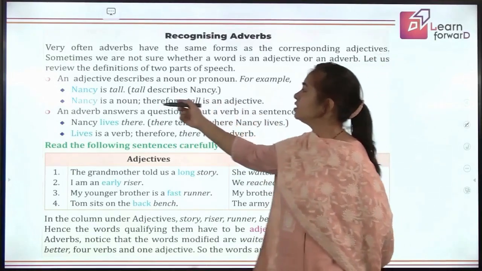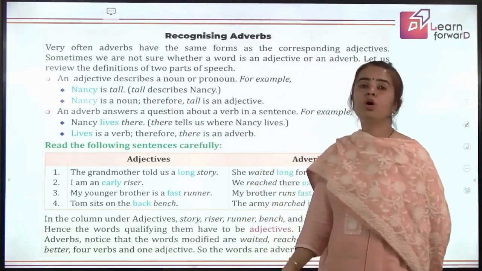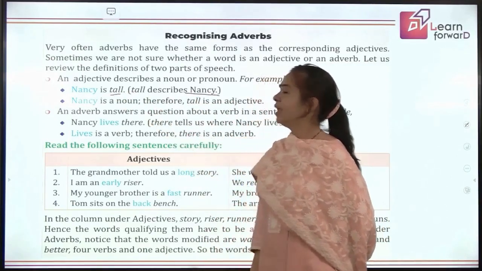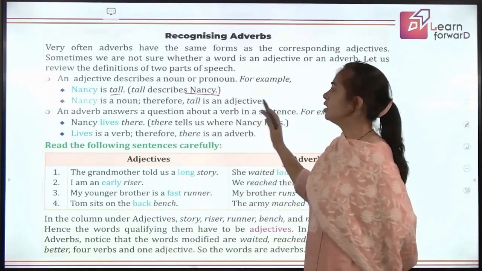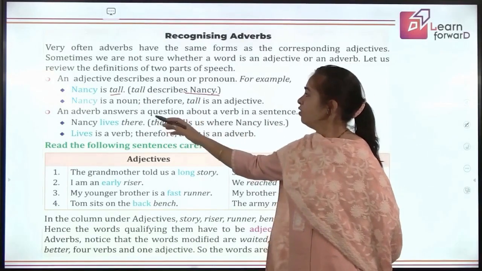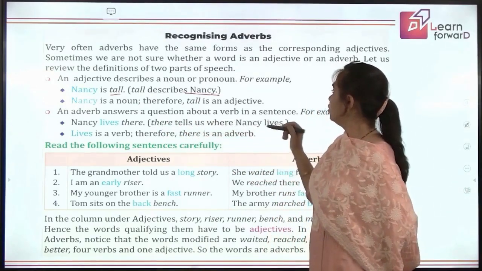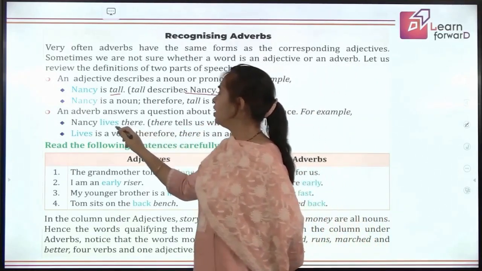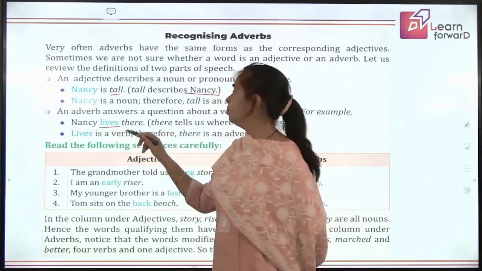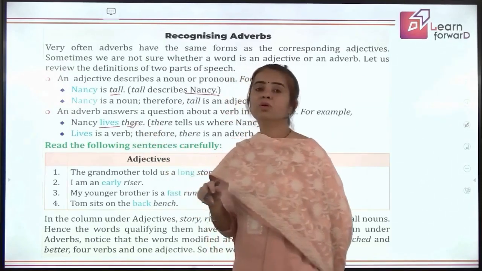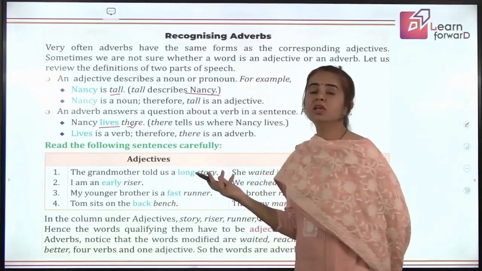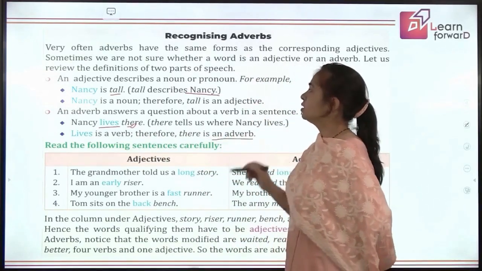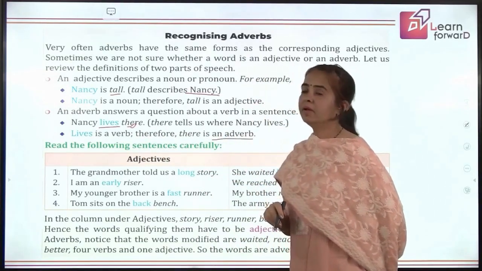Like if we say Nancy is tall. So tall is telling you about Nancy. So this is an adjective because Nancy is a noun. An adverb answers a question about a verb in a sentence, right? So if I say Nancy lives here, lives is the verb and here is the adverb because it is telling you about where she lives. Where does she live? Lives is a verb, therefore there is an adverb here, right?